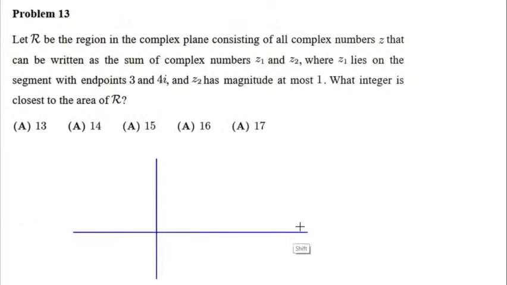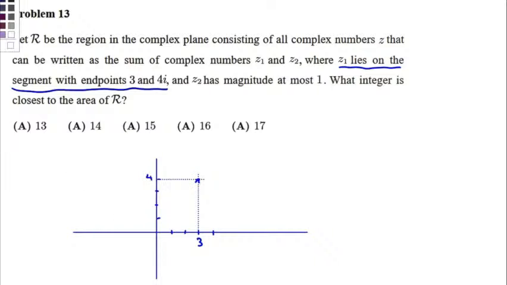So let's draw. Here we say 1, 2, 3, 4. This one is 1, 2, 3, 4. So z1, it says, lies on the segment with endpoints 3 and 4i. So 3 and 4i, if we show this, it will be 3, 4i, this part. It is the endpoint to this, and z1 can be any point here. Let's show it with the line.